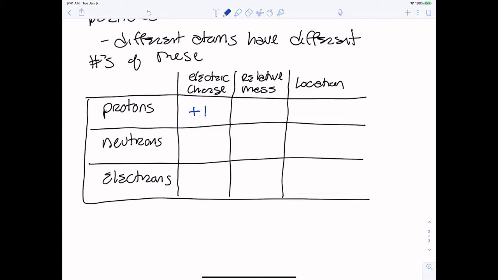How about a neutron? What's the charge on a neutron? Yeah, good. They have no electric charge, so no charge. You could say 0, that would be fine. So neutrons have no charge.